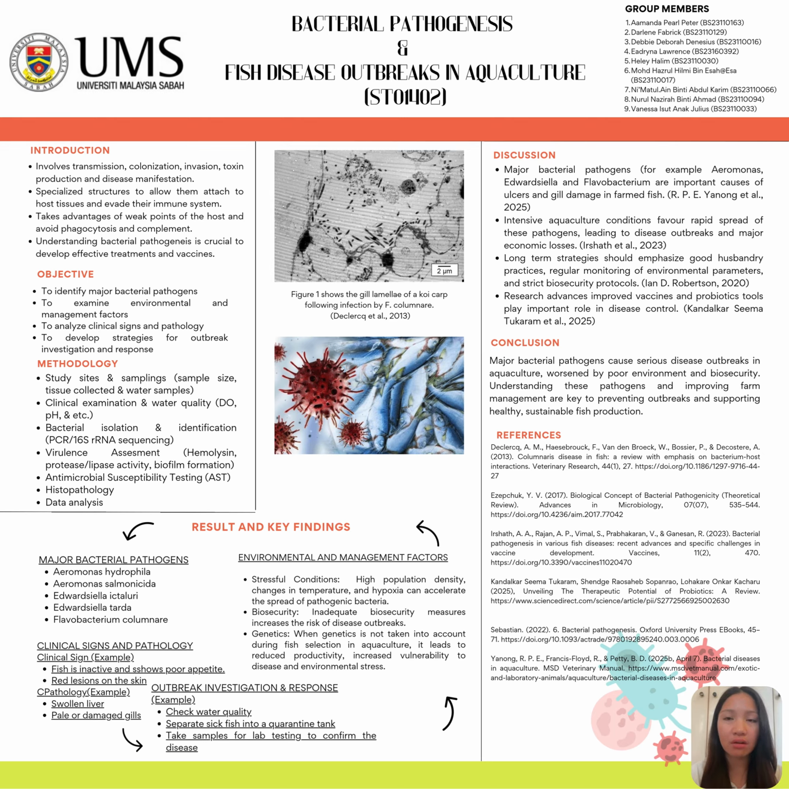This focuses on creating a clear plan to detect, manage, and control disease outbreaks in a farm. It includes steps like collecting samples, identifying the bacterial cause, checking water quality, reviewing farm practices, and tracing where the infection started. The aim is to respond quickly with the right actions such as treatment, biosecurity measures, and preventive strategies to reduce losses and stop the spread.